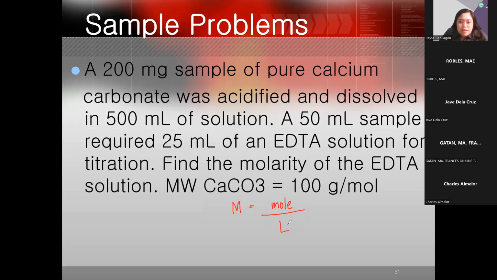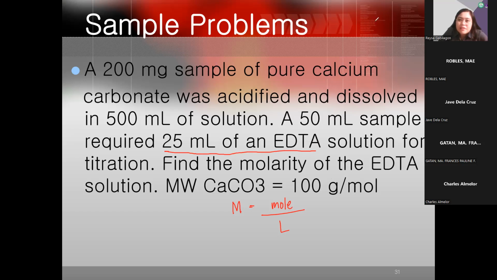Ito pa rin. Pero when we are going to look at the problem, we don't have moles there. So we cannot easily compute the molarity. But itong liter of solution, it's the liter of the titrant, the volume of the titrant used during titration. And in this case, that is the EDTA. So that's 25 ml. You just have to convert that to liters.